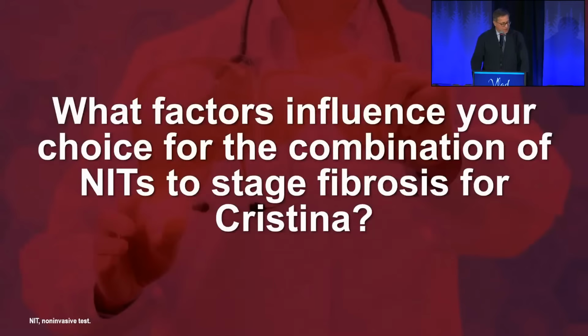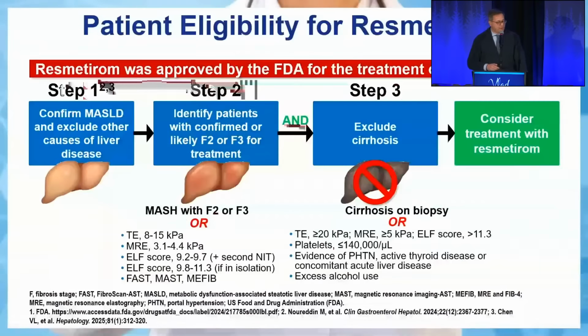All right. So which factors influence your choice for the combination of NITs to stage fibrosis for Christina? Obviously this question becomes more and more urgent because of the approval of resmetirom. So you have to do something in clinical practice now that you have at least one drug that could be used in this condition. So you have to select patients for being treated with this drug. But the selection process is not easy because you have to identify patients that have the profile of those included in phase 3 trials, which is active NASH plus stage 2 or 3 fibrosis, but that do not have the profile of cirrhotic patients because the drug is not approved in cirrhosis.